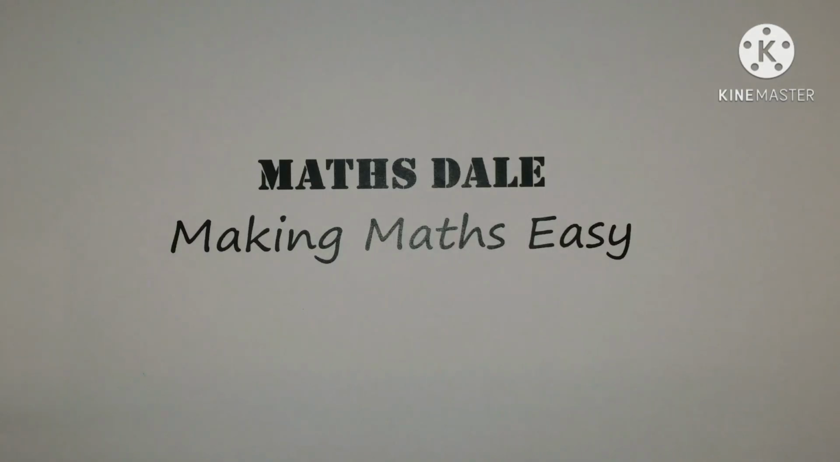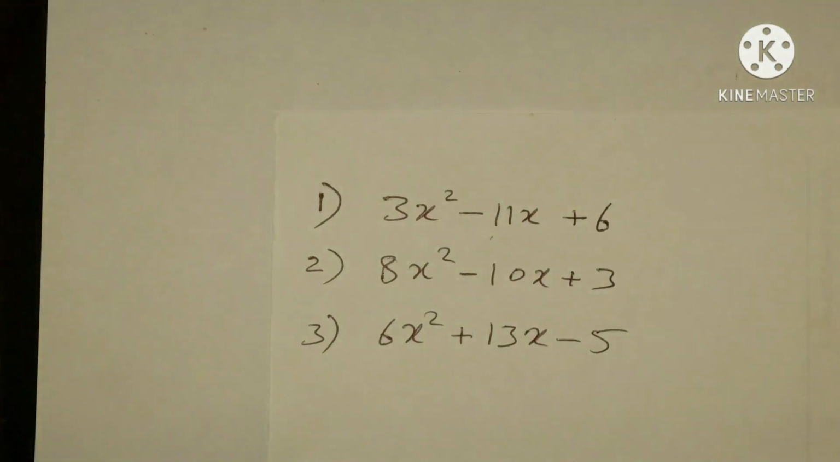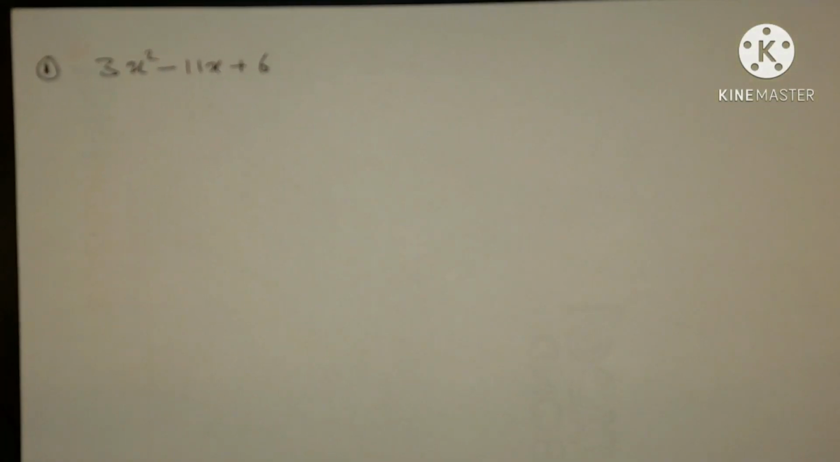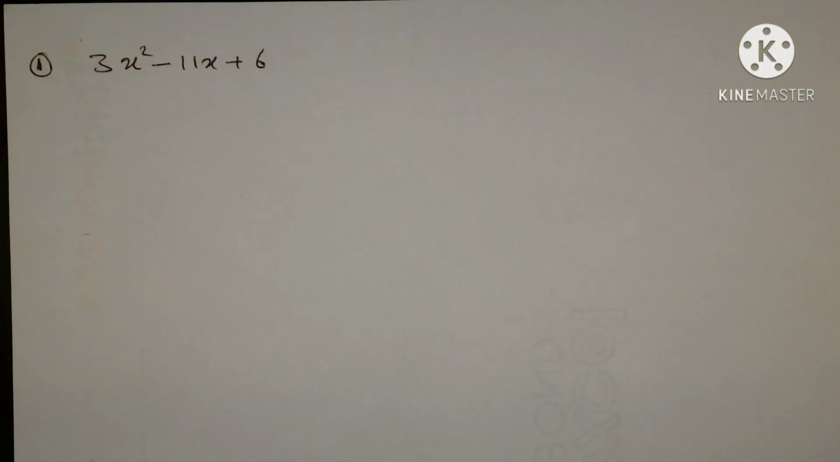Today we are going to solve quadratic equations with a coefficient in front of x squared. I'm going to solve these three quadratic equations, and I'm going to show you a quick trick how to work it out. I'll start with the first one, just 3x squared minus 11x plus 6.